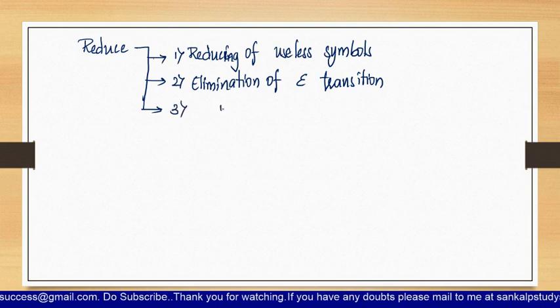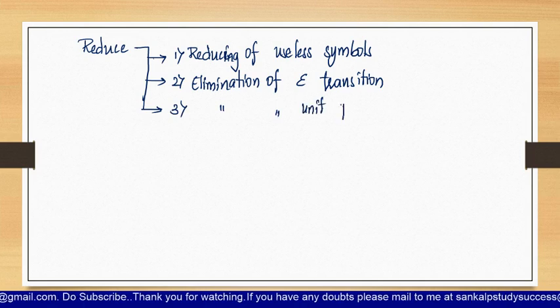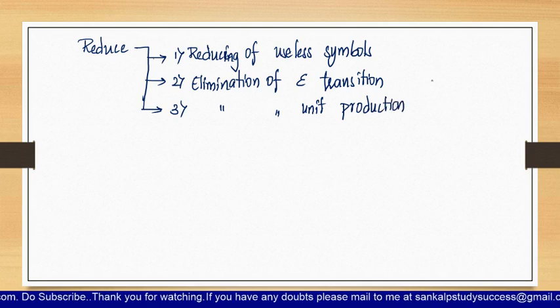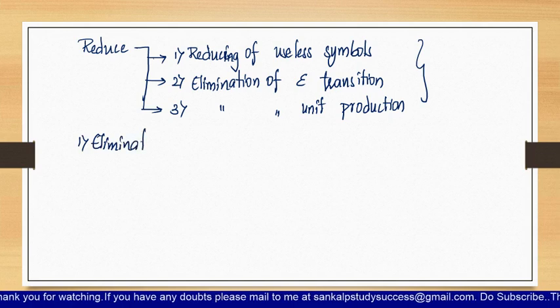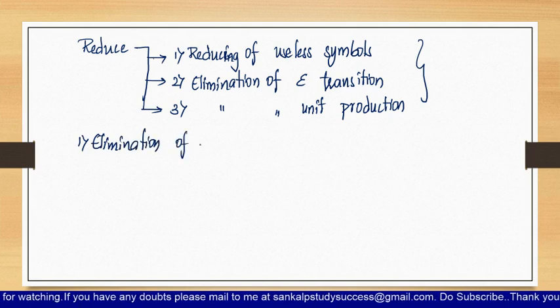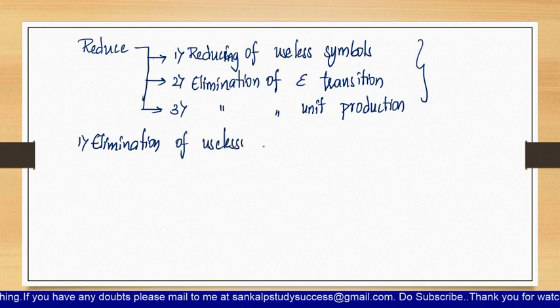Coming to the next one, it is elimination of unit productions. What is a unit production and how do you reduce it? Now let us learn all these 3 types in this video. First, let us go with the elimination of useless symbols. Let us see what a useless symbol is and how we eliminate it in order to reduce context-free grammar.